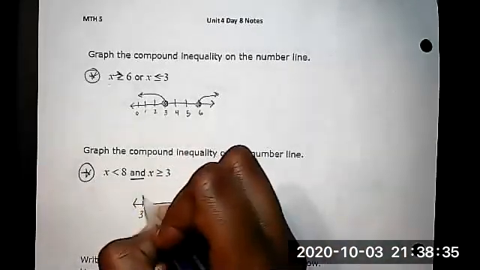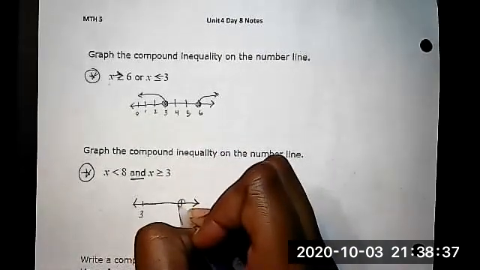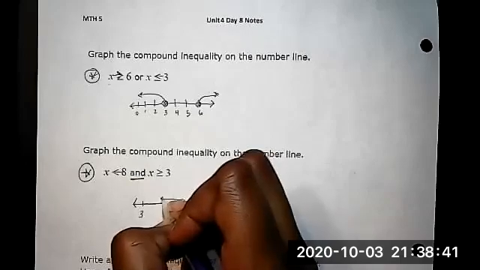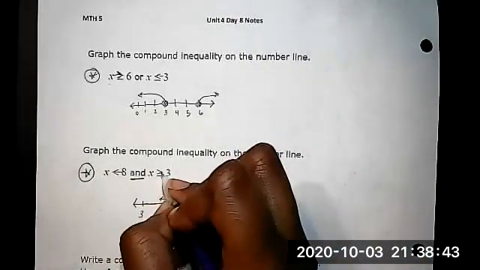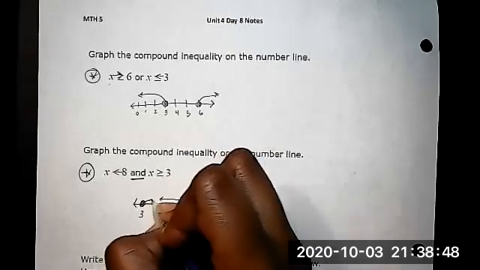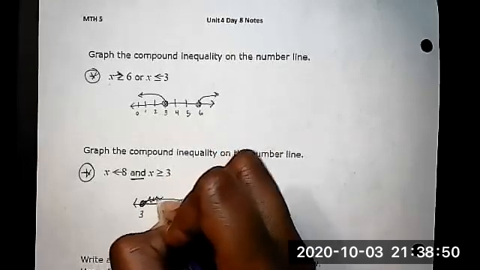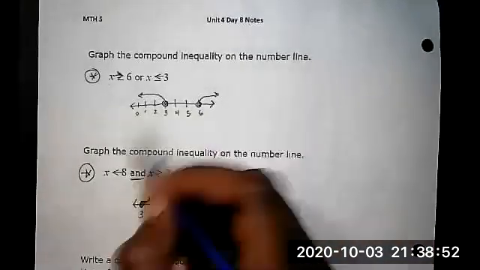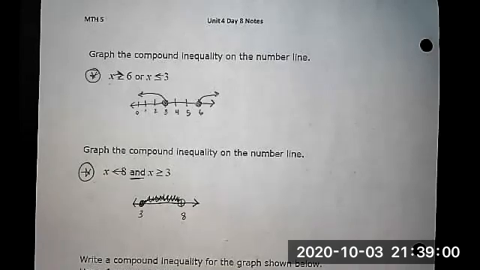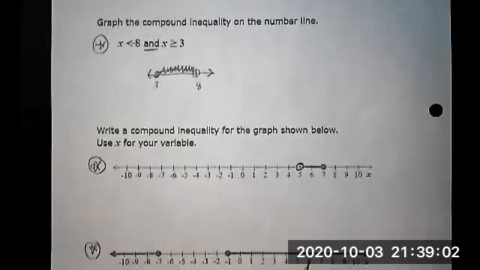So if you have the 8 open and it looks like it's going this way, and then the 3 closed, and it looks like it's going that way. So basically, when you have the "and," usually in between them is where that line connects or the shading is. All right, let's look here.